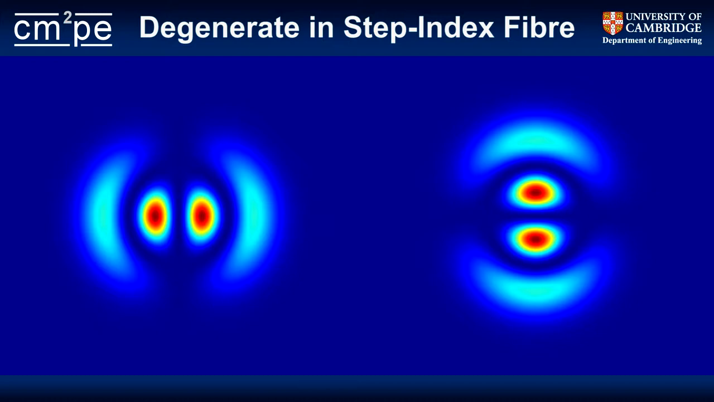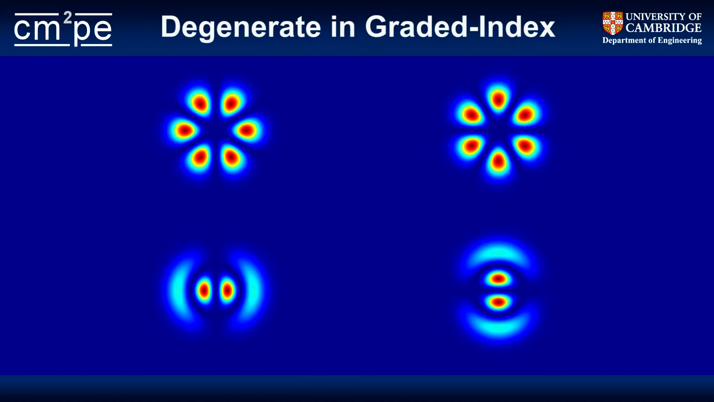In a graded index fiber, there's an additional degeneracy whereby the LP12 is also degenerate with the LP31. So if you launch into any one of these four modes, you don't know what superposition of those four modes you're going to get arriving at the receiver.